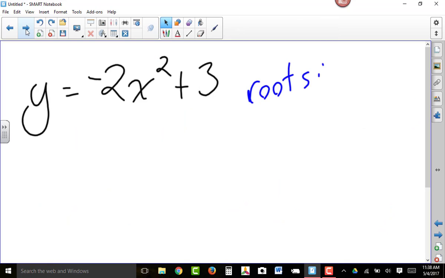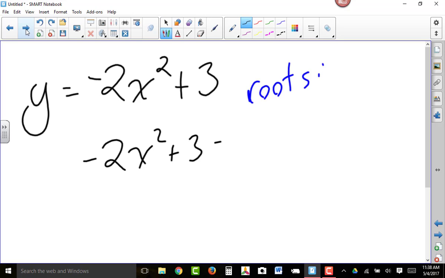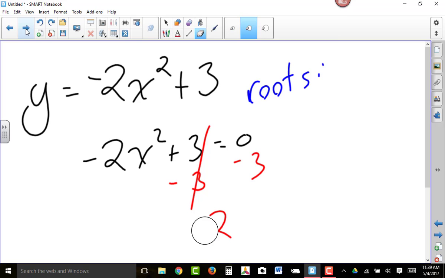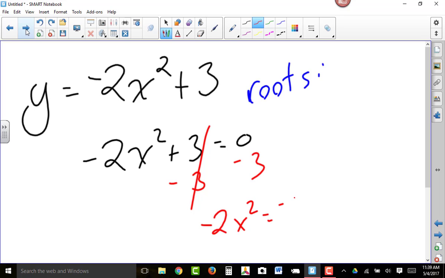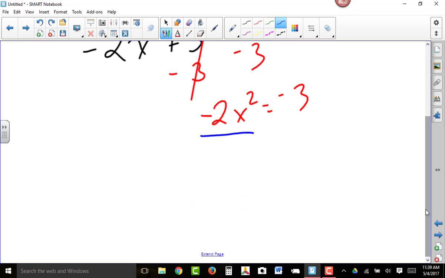So we have this example of y equals negative 2x squared plus 3. If I'm trying to find roots, I can go negative 2x squared plus 3 is equal to 0. Subtract 3 on both sides, and that's negative 2x squared is equal to negative 3. To finish this out, what am I doing? Divide by negative 2, so then we get x squared is equal to positive 3 halves.